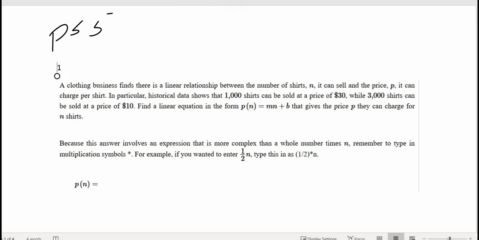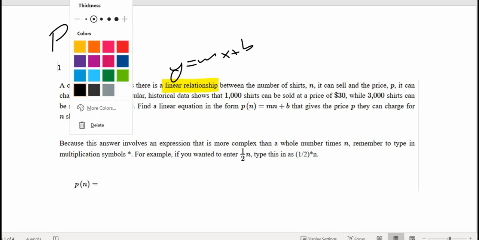Okay, this is from problem set 5. It's number 1. We have a clothing business that finds there's a linear relationship. So linear automatically tells me that my equation will look something like this. Now we might be using different variables, but it's going to have that look to it. The number of shirts N and the price it sells P. Those two pieces relate the number of shirts and the price.